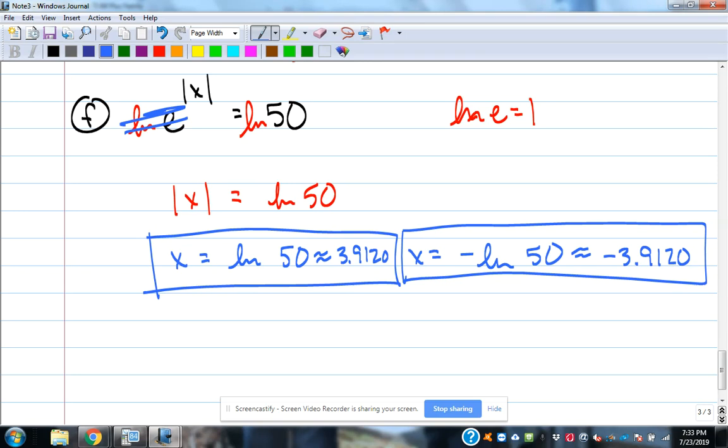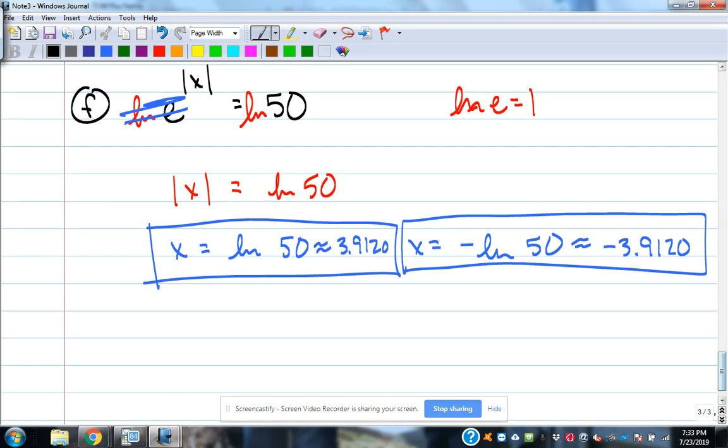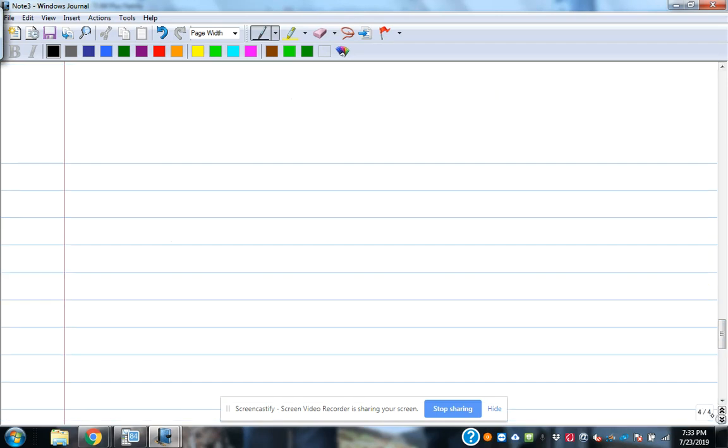Okay? So with absolute value equations, the general idea is that you have to set whatever is in the absolute value equal to the positive of the right side and to the negative of the right side, and solve both of those. So there's a kind of a mix of some things we've done. All right, so let's look at another one that has the e as the base.